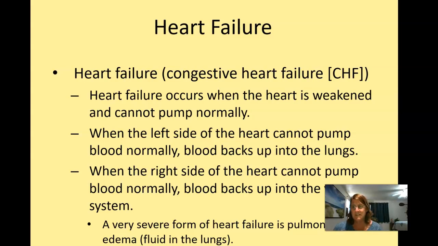So if it's left-sided heart failure, remember your left side of your heart pumps blood to the body. If the left side of the heart can't pump blood normally, things start backing up into the lungs. If it's the right side of the heart that can't pump normally, and the right side normally pumps blood over to the lungs, if it can't do that, then it's going to back up into the venous system and it's going to back up into their body, and you're going to see edema in their legs and swelling. And if they have severe heart failure, it may be right and left sided. So they have the shortness of breath, fluid backing up in their lungs, and fluid backing up into their body.